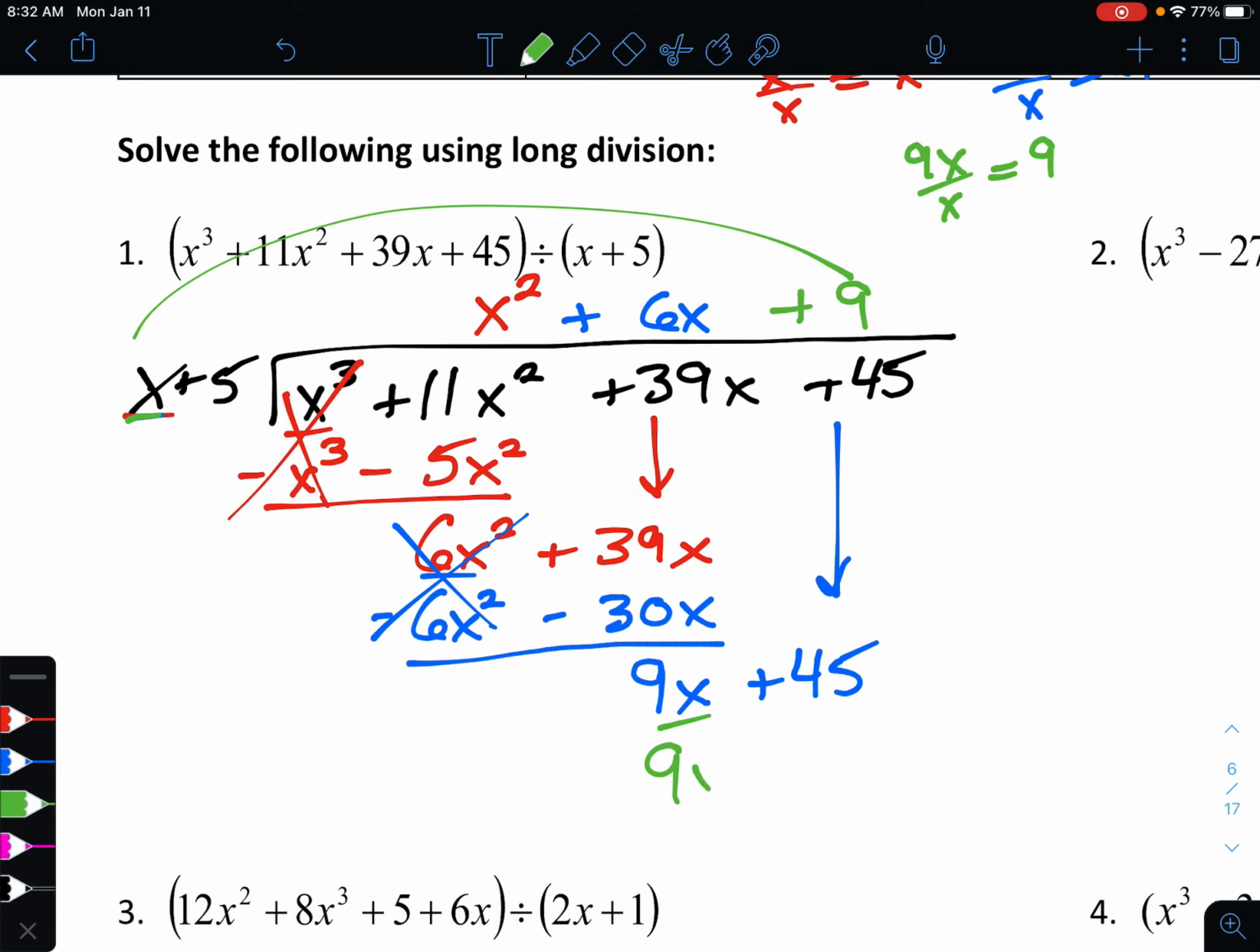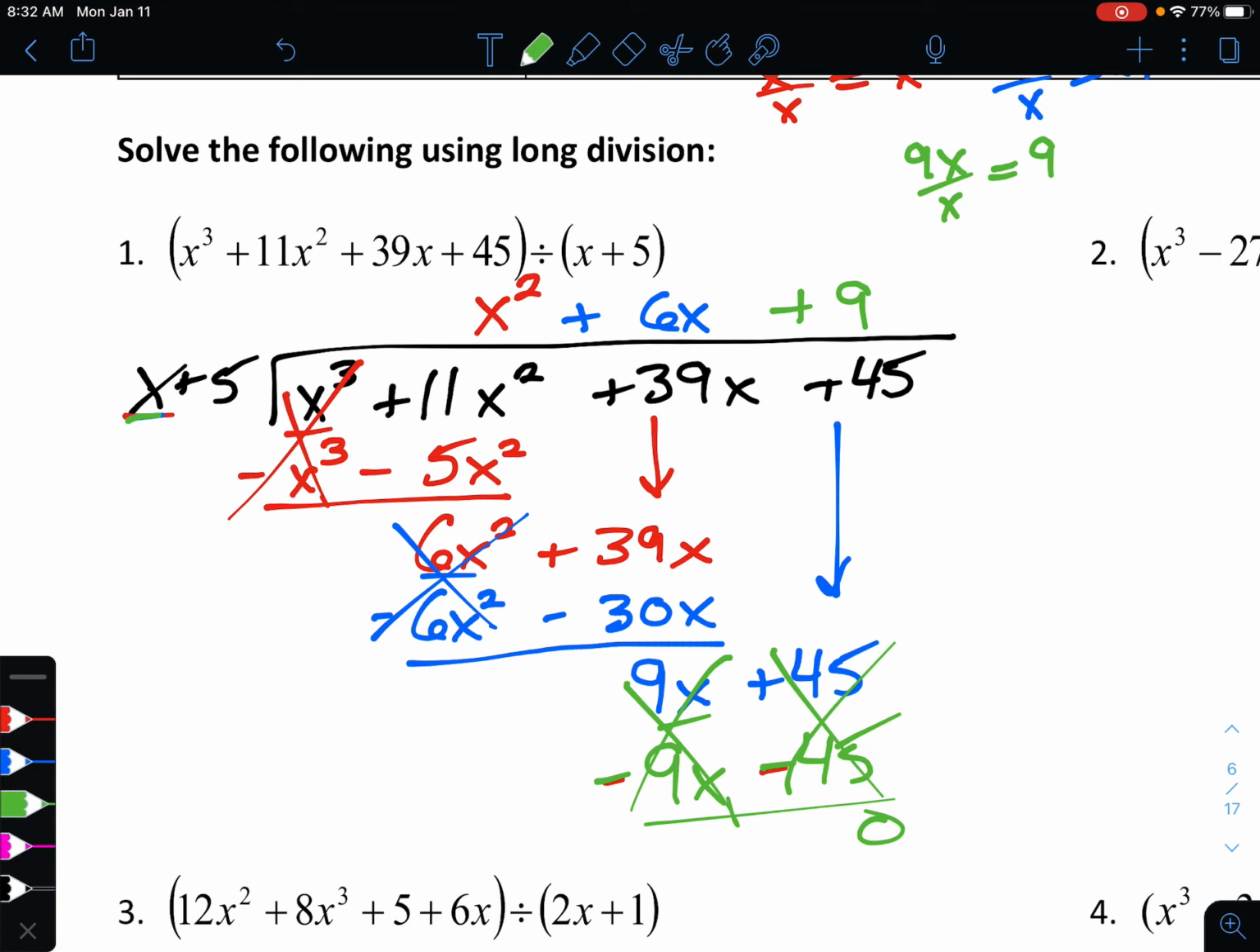So we'll take 9 multiplied by x is 9x. 9 multiplied by 5 is 45. Remember that we are subtracting. And in this case, what that means is that we end up with a remainder of 0. So it turns out that our final answer for number 1 is just this right here, x squared plus 6x plus 9.